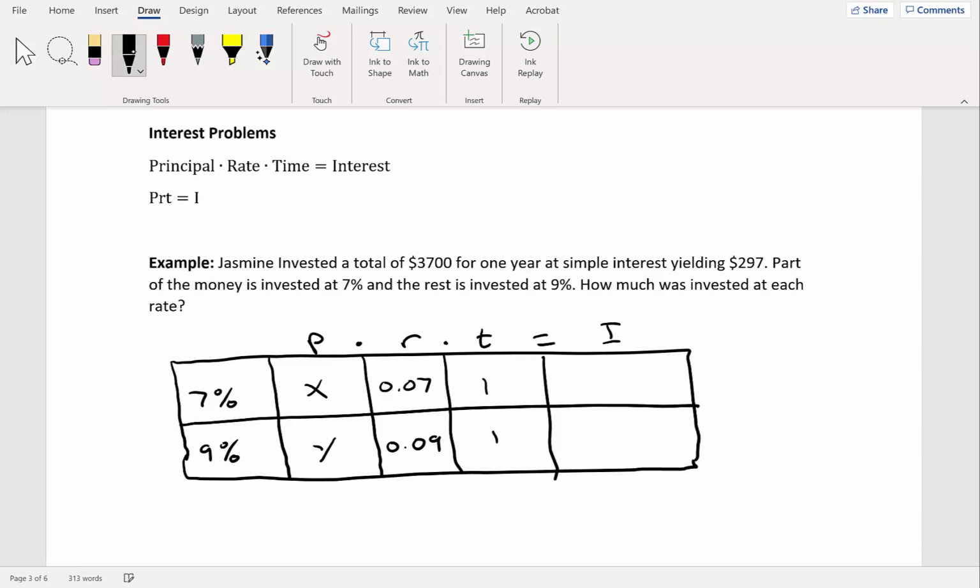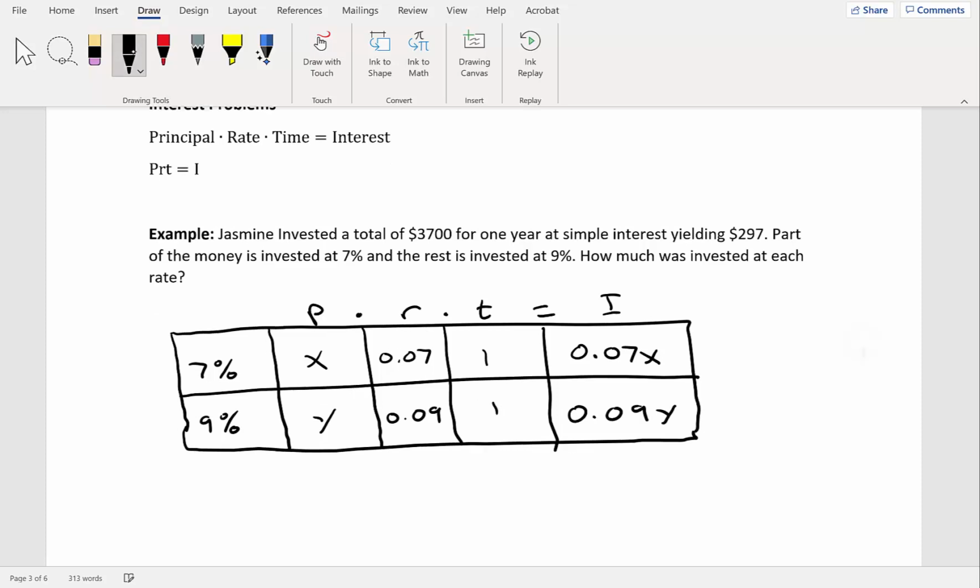Now the interest collected just from the 7% account, we'll use this formula. So it's principal times rate times time. This is equal to the interest. So we have x times 0.07 times 1. This gives us 0.07x. And for our 9% account, this will give us 0.09y.